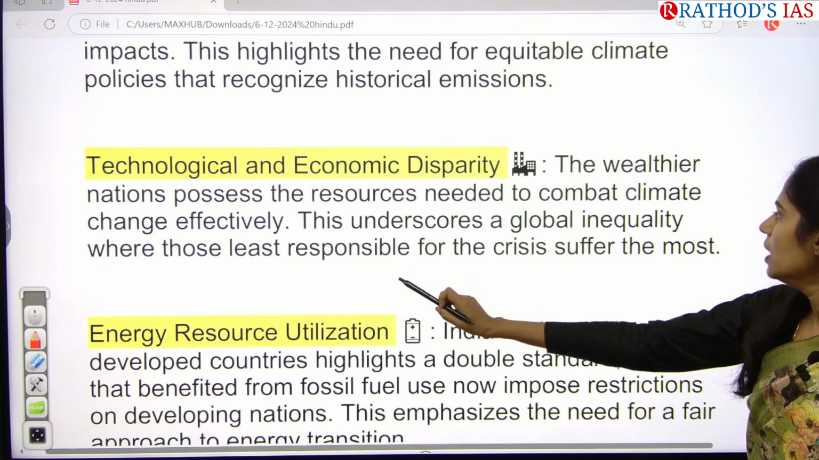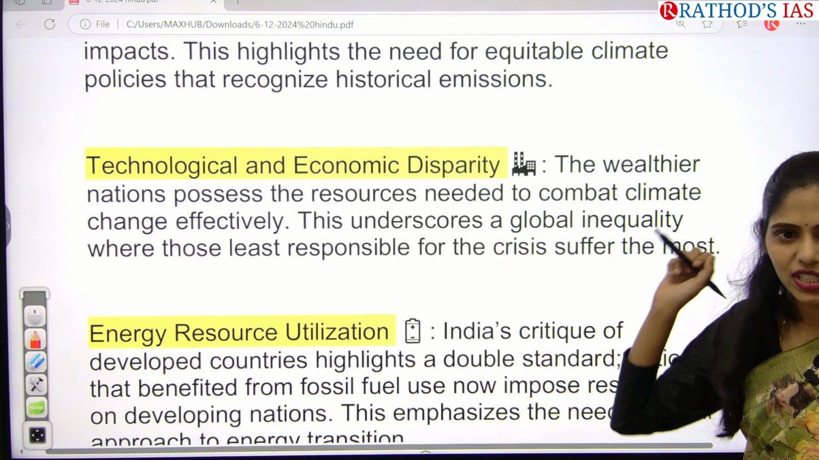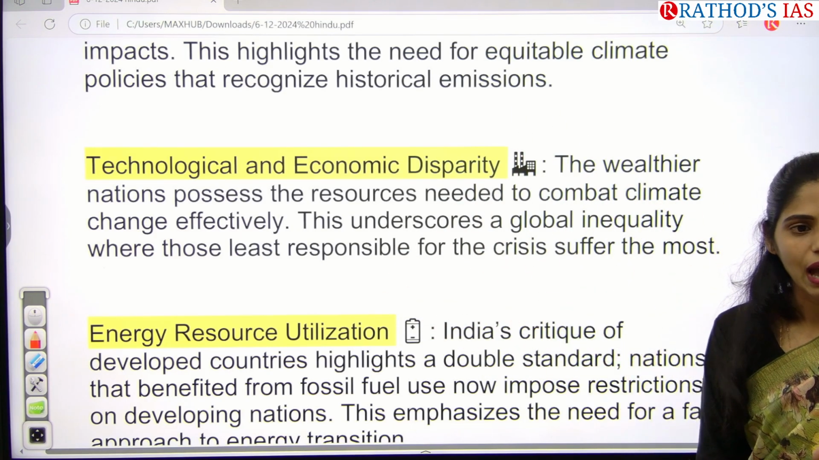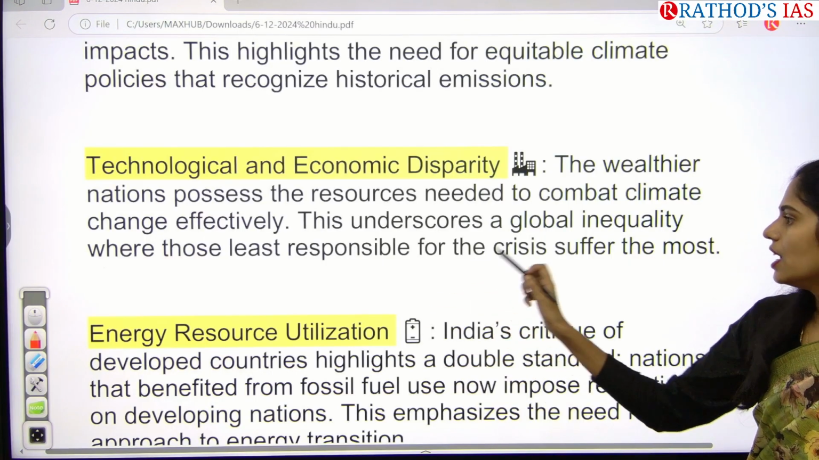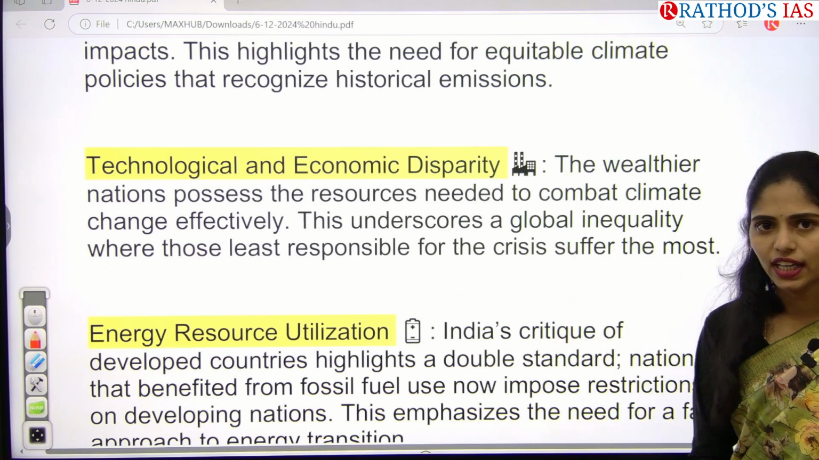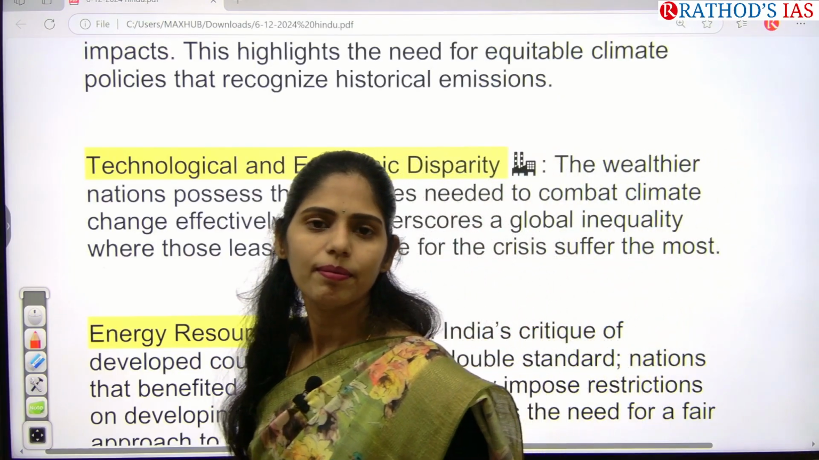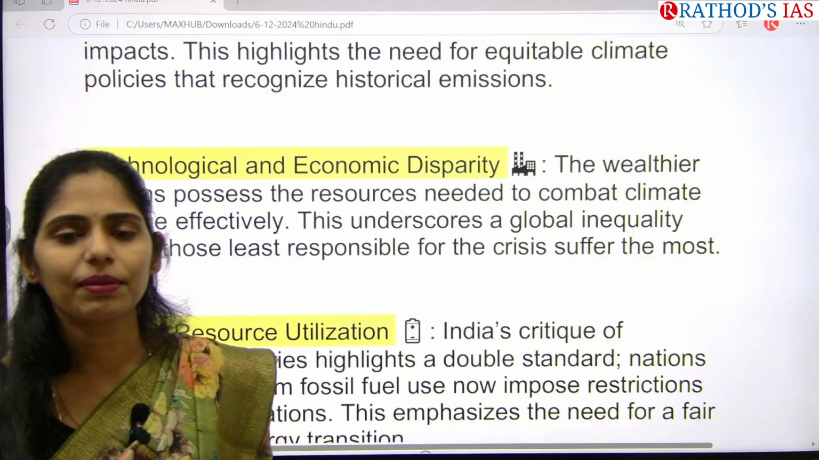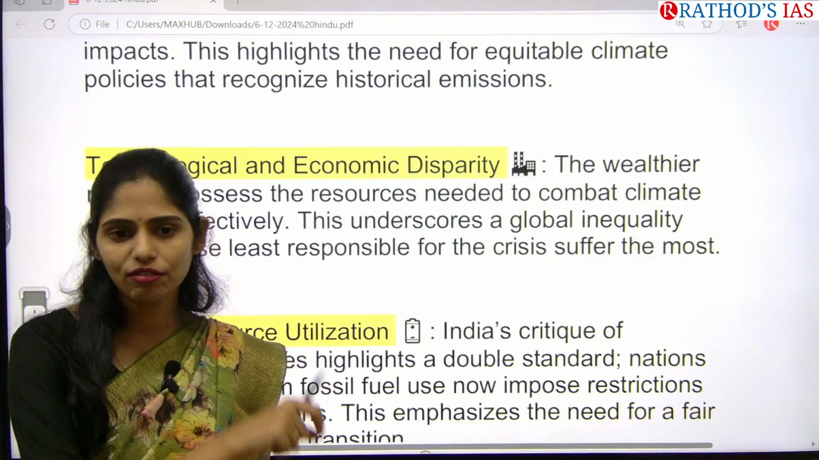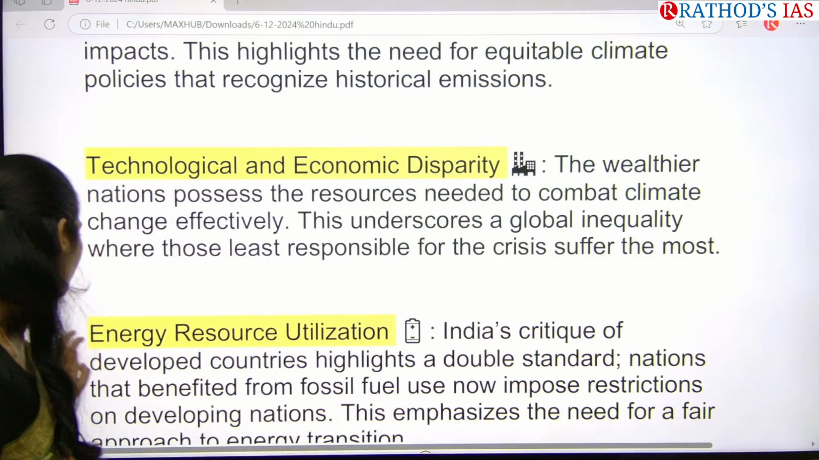So here, because of this technology gap between developed and developing countries, now we are having global inequality. And because of this climate change, developed countries are not getting affected. Because of this climate change, least developed countries, especially island countries, are vulnerable now. So that is a point which was mainly said.